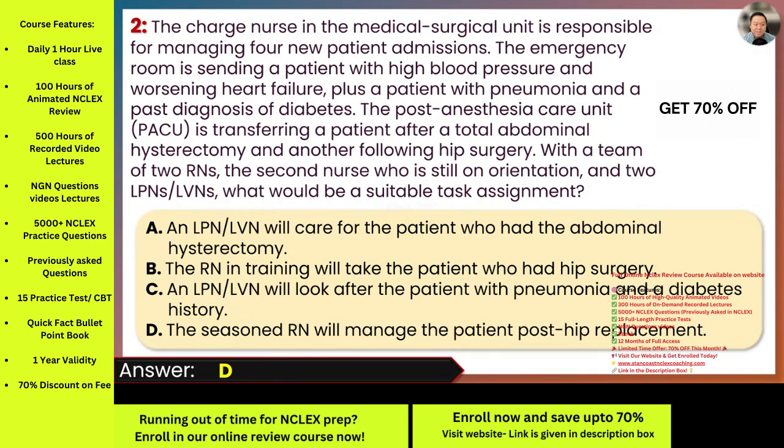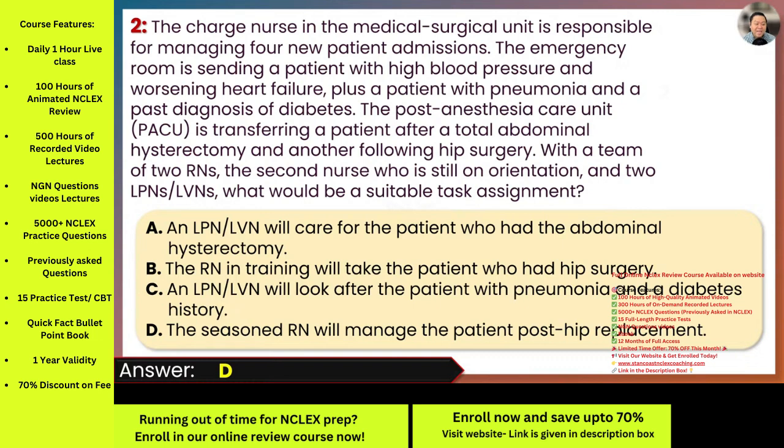Now, what about letter B? Why is this incorrect? Well, this is talking about the RN still on orientation, right? This RN is not ready to manage a high-risk post-op patient alone. And post-operative patients need experienced judgment for pain management, mobility assistance, and monitoring for blood clots or infection. And so the RN that is still in orientation should instead take on stable medical cases where they can learn and be supervised by a seasoned RN.